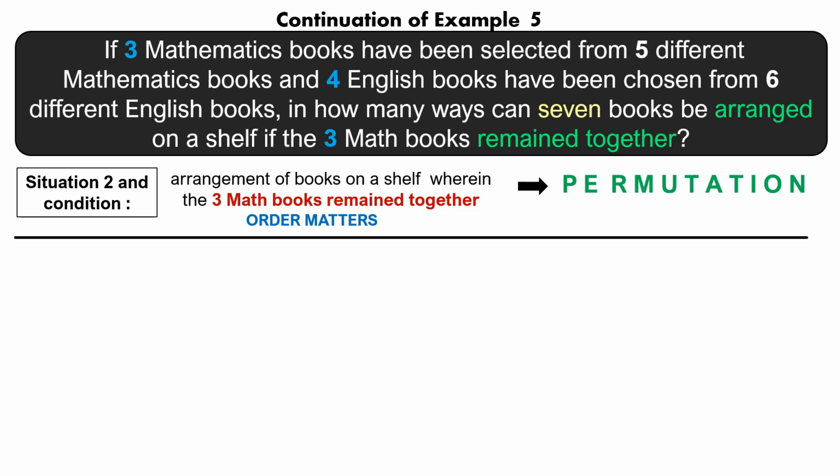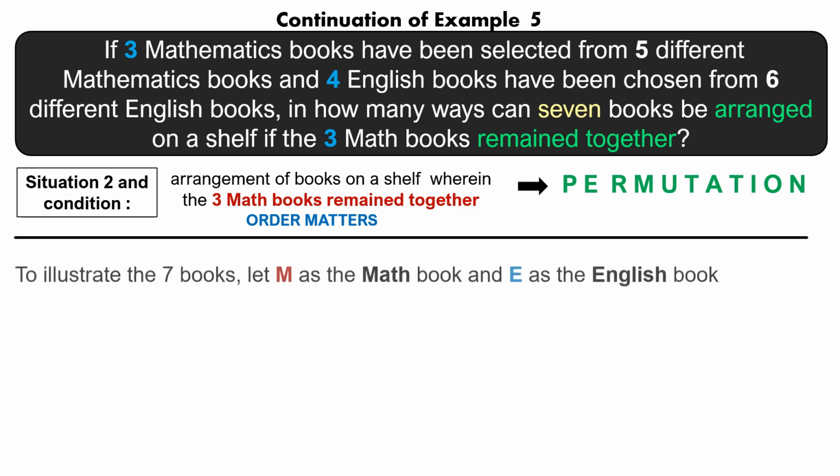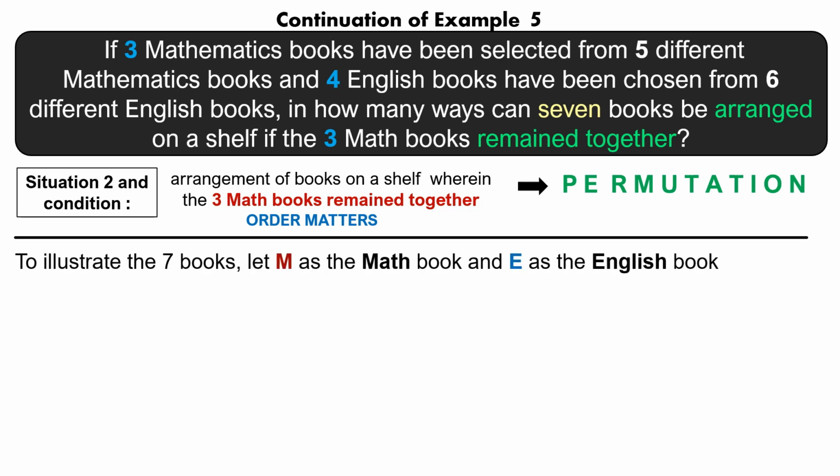Situation 2. Let's do the arrangement of the 7 books selected, considering that the 3 math books remain together. Let me illustrate the 7 books. Let M be the math book and E the English book. Let's say this is how they are laid out.